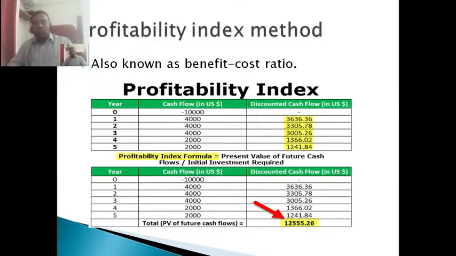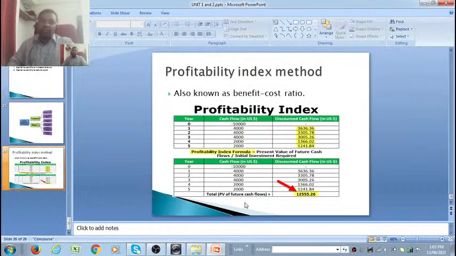Okay, this is all from the fourth unit. Next unit we will start next Saturday, working capital, and after that, next Sunday, we'll start some other subject, maybe accounting management.